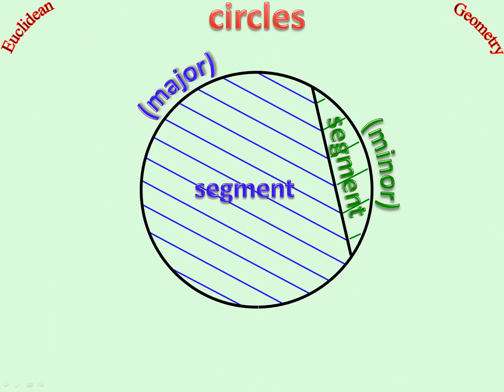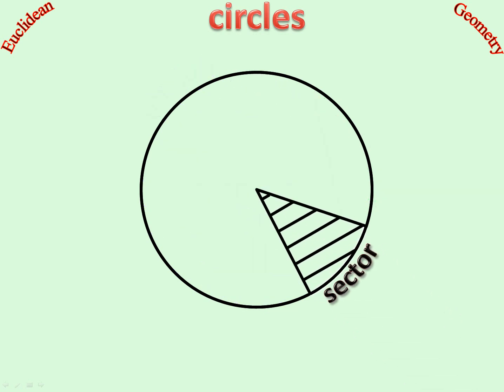The chords divide circles into segments. And there is a sector. We don't often use it, but the sector is like a slice of cake.